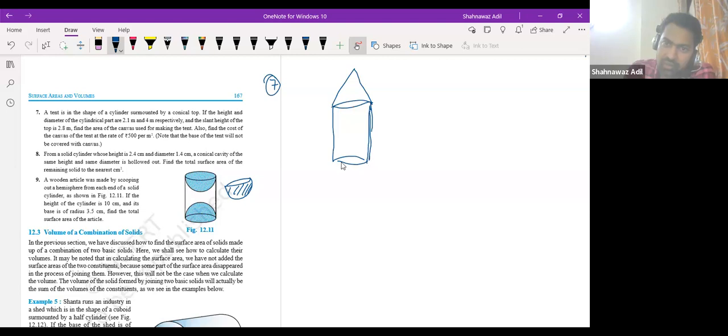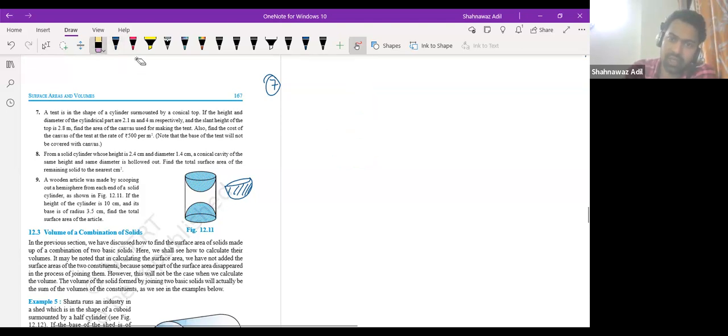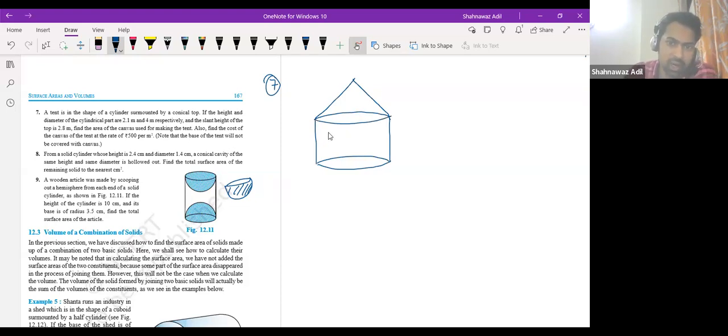So this is the tent, right? This is the structure of the tent. The structure of the tent should be like a cylinder, and then the cone on top. Remember that this tent will not have this base. So this is not there, and this base is also not there. So only the area of the tent would be the CSA, the curved part of the cone and the curved part of the cylinder.